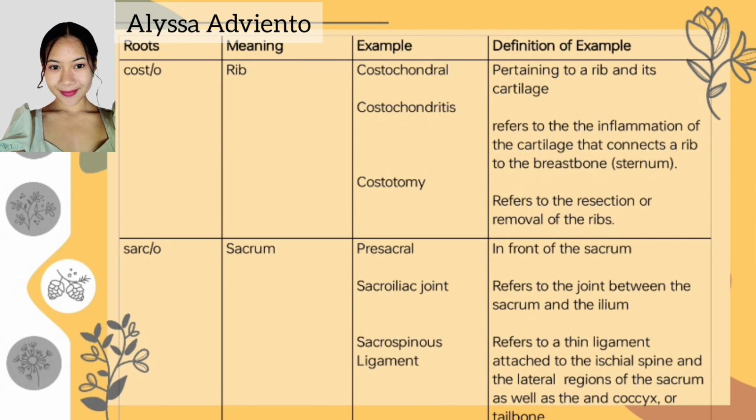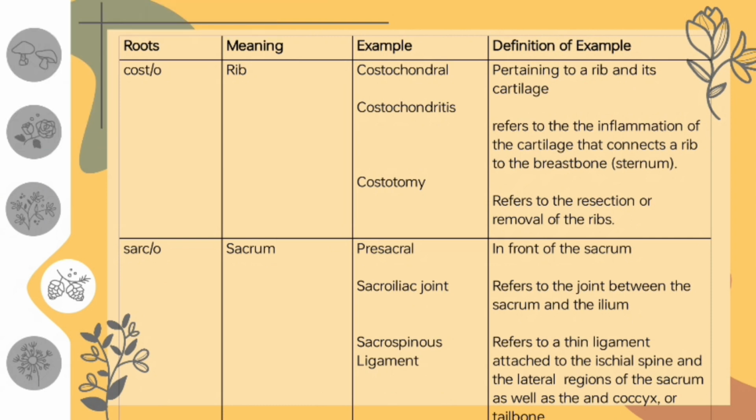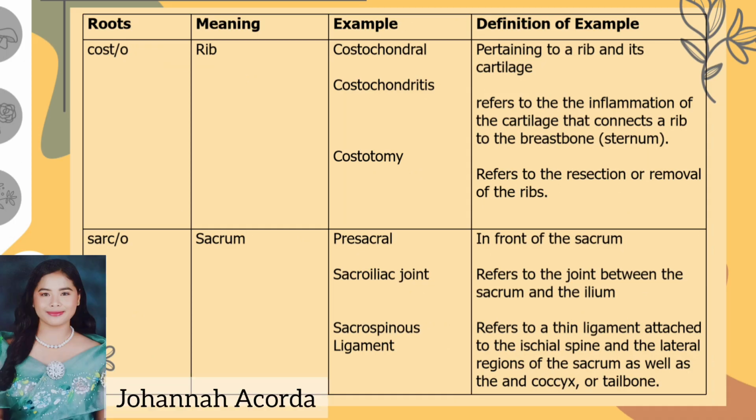Let's move on and talk about the sarc or the sarco that will be discussed by Miss Johanna and me. The next root word is sarc or sarco. This root word means sacrum, and we have here an example which is prosacral, which refers to a location or anatomical structure that is situated in front of, or anterior to, the sacrum.